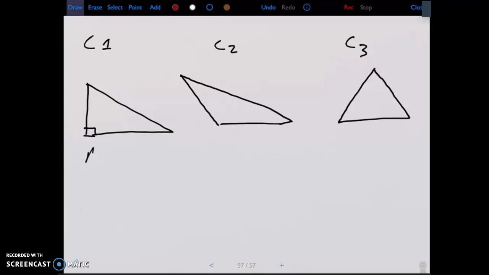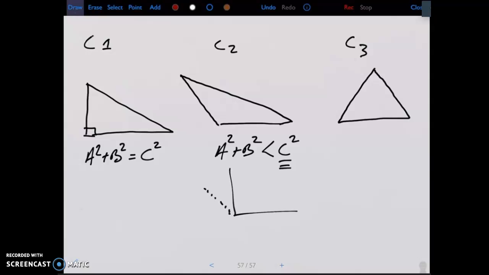So here it would be a squared plus b squared equals c squared. If that happens, it's a right triangle. If it doesn't happen, you have 2 other cases, assuming it's a triangle. If a squared plus b squared is less than c squared, so the hypotenuse is bigger, it does look like this normally. If I make my hypotenuse bigger, now all of a sudden it's going to be an obtuse triangle. So if a squared plus b squared is less than c squared, then it's going to be obtuse.